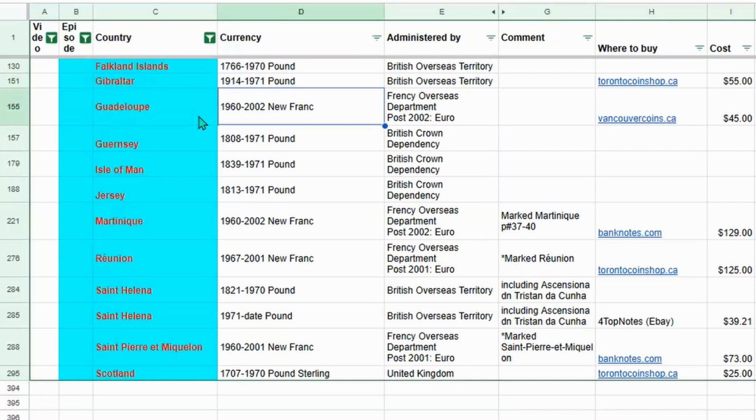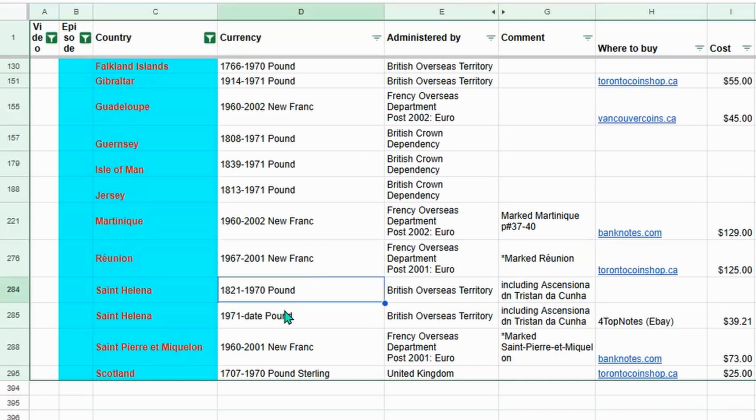Guadeloupe is part of France, and they did use the new franc from 1960 to 2002. Martinique, again, part of France, same thing. They used the new franc. And in this case, the bill was marked with the word Martinique, whereas this one, it was marked with Guadeloupe. Reunion is in the, I think, Pacific or the Indian Ocean. I don't know which ocean, but again, it's part of France. And there are banknotes that are marked with Reunion on it.